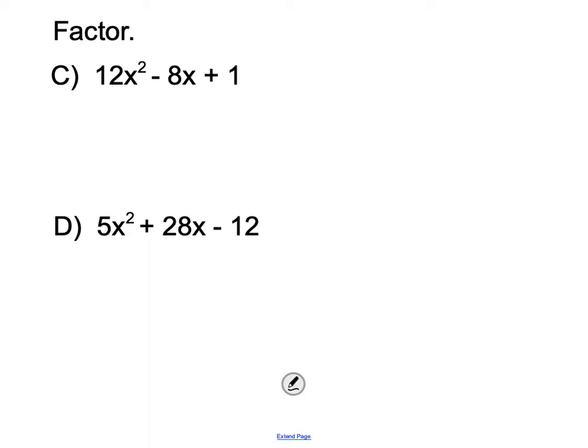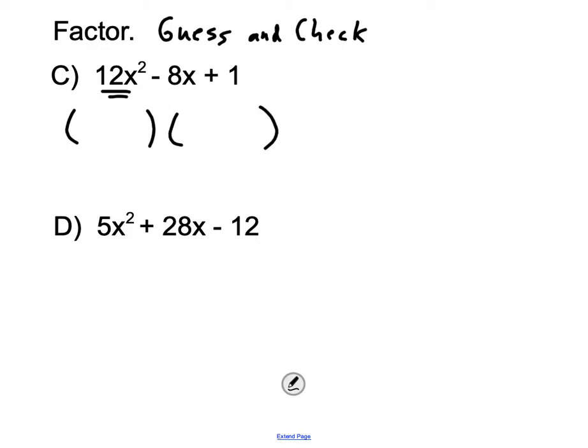Now we're going to do guess and check. So doing that, guess and check here. I have to think what multiplies to give me 12x squared. Well, what multiplies to give me 12? 12 and 1, 6 and 2, or 4 and 3. Again, I'm guessing and checking here. I might do this wrong. So 2x and maybe 6x. See if that works. And then over there I have a positive 1.